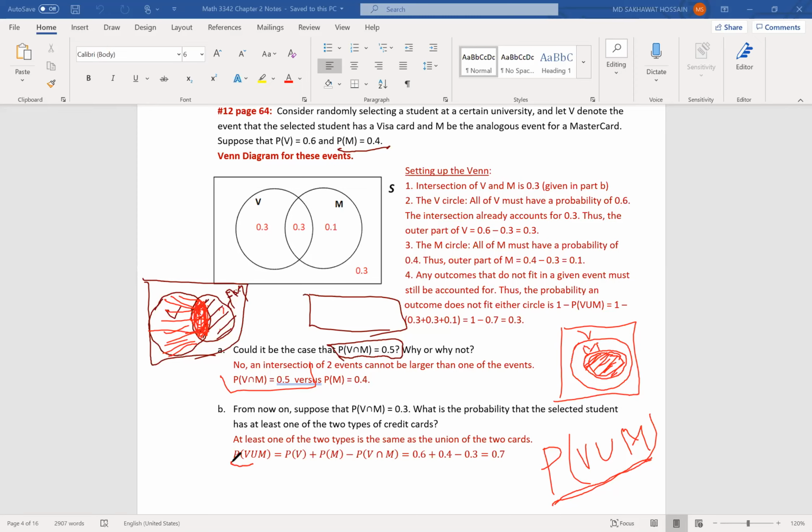The probability of V union M is equal to the probability of V plus the probability of M minus the probability of the intersection part. So that means probability of V plus probability of M minus probability of V intersection M. Now we have all the information. We are given the probability of V, which is 0.6, and the probability of M is 0.4, and the probability of V intersection M is 0.3. If you simplify this, it will be 0.7. So the probability of V union M is 0.7. That means the probability that the student has at least one of the two credit cards is 0.7.